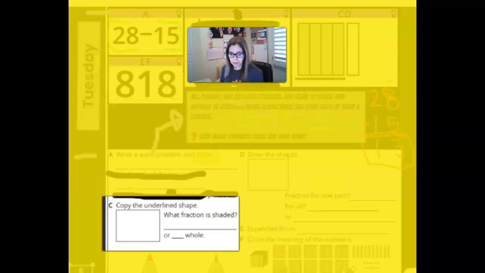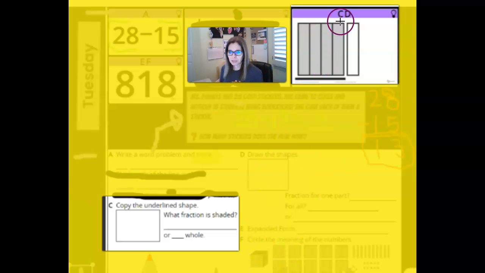C is asking me to copy the underlined shape. If we look up at the C card, we'll see the underlined shape is the one with this underline right here, right? Look at that shape. It's a rectangle, but it's divided into 4 rectangles. And I notice they use 3 lines in the middle, so I'm going to, as neat as I can, just draw. And it's not going to be straight because I'm writing with the mouse. It's okay. But I know they're equal parts up there, so I know that's one whole thing.